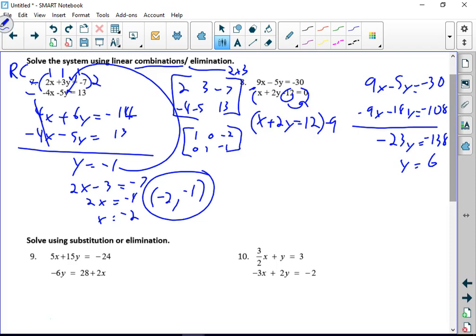At this point, I can plug this into either one. I'm going to plug it into the second one because x is already by itself. I save myself a step of divide by 9 at the end. So x plus 2 times 6 is 12 equals 12. X is 0. So my point of intersection is 0, 6.